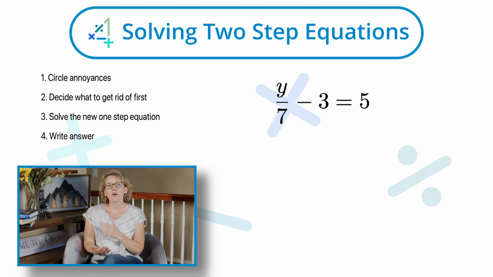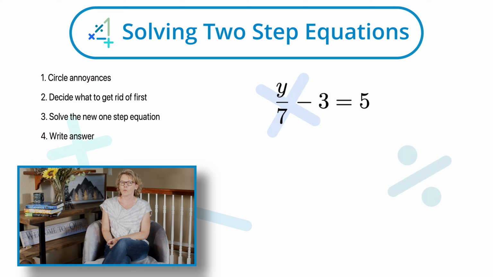Here's one that looks eerily similar to the last one, but it's different enough to go over together. Y over 7 minus 3 equals 5. What's annoying the y? The 7 and the negative 3. I'll give them some circles to indicate these are the numbers I'm going to attack. Next, decide what to get rid of first. We do have a fraction bar, but not a long one over the whole side, so, like the previous example, I'll look at what's farthest away from my letter.